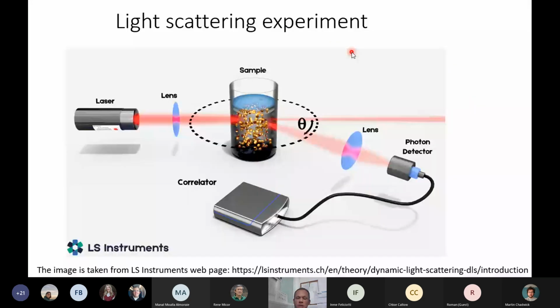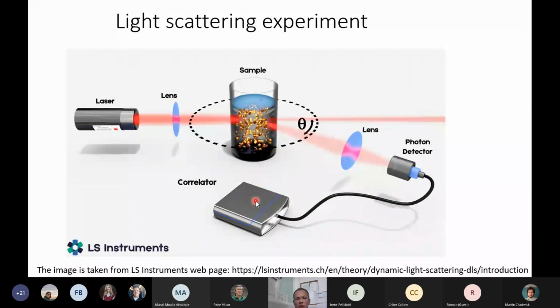So just to understand how it works, I would like to present a general light scattering experiment. Here we have a source of light. This is a laser. It goes through the lens to the sample. That could be a solution of proteins. And the scattered light, the light that actually deviates from its original path, is gathered by a detector, and then it's analyzed by a device that is known as a correlator.